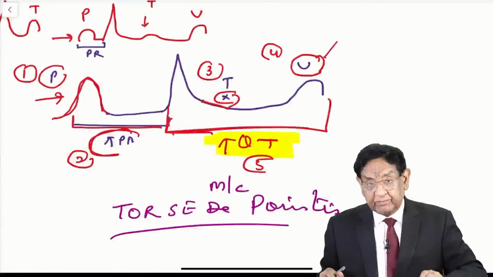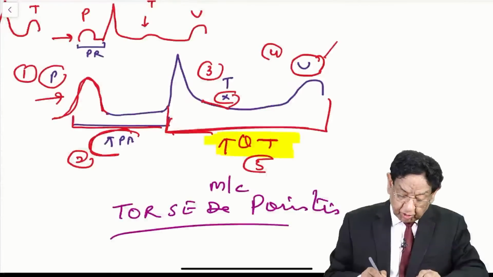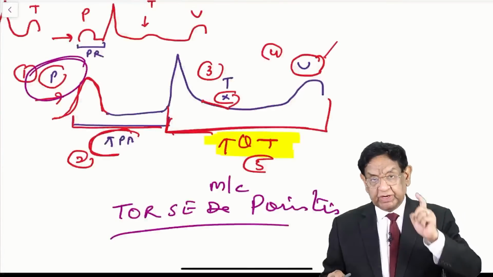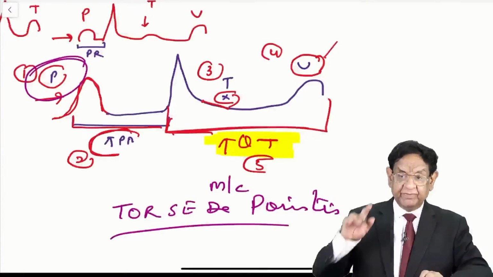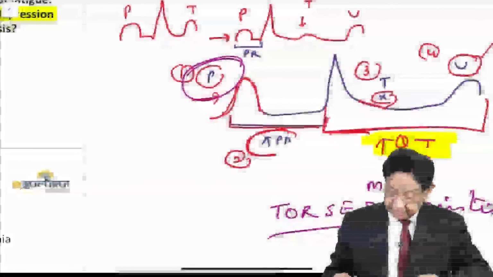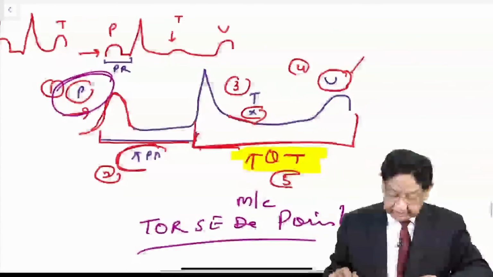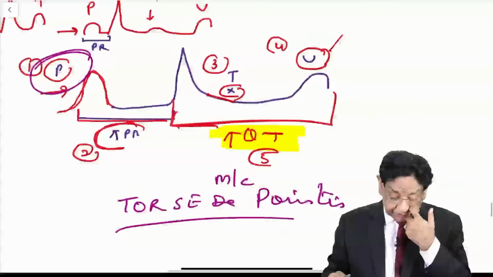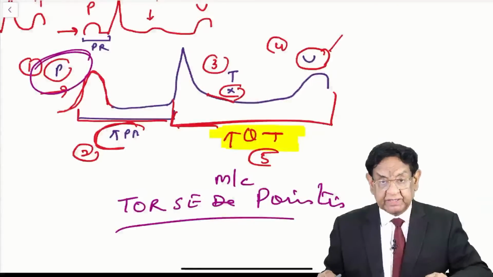Well, I have one more question for you. Here we have got a tall P wave. What is the name of this tall P wave? Now WhatsApp me the answer to this question. I hope you have drawn this picture. Again, I leave it for a few seconds more for those who have not drawn the picture.